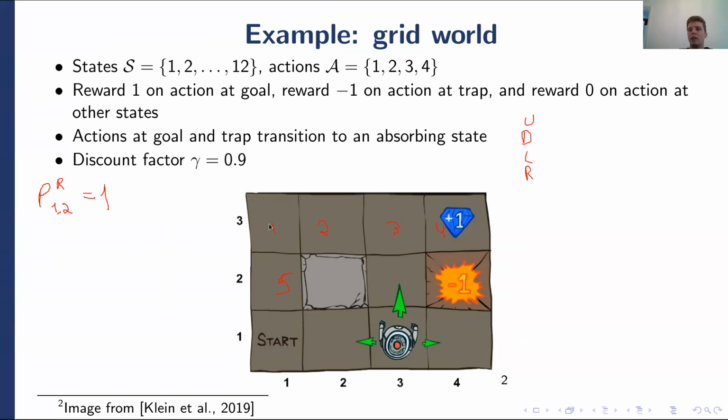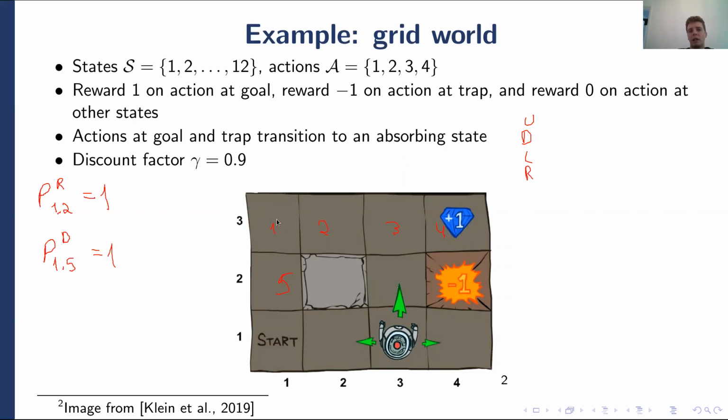So every time you are in this position and you take action right, you have 100% probability of transitioning to state 2, okay? And now let's look at what happens when you go down from this position. Well, the probability of transitioning from state 1 to state 5 when you take action down is also 1, okay?